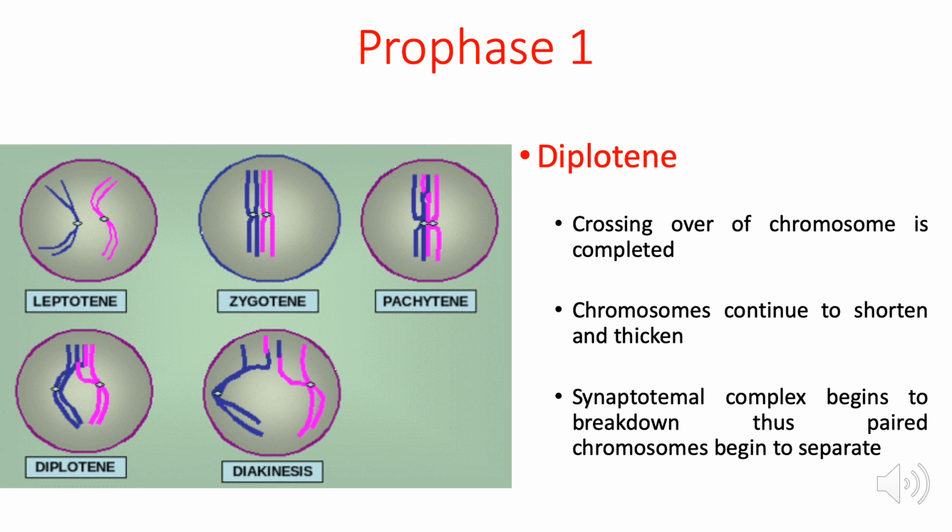Pachytene will be followed by diplotene. In diplotene, the crossing over has already been completed, and there would be further condensation of the chromosome. That's why they will appear to become thicker and shorter. This time, the synaptonemal complex will start to break down, so that these chromosomes will now be pulled towards the opposite sides later on in anaphase.